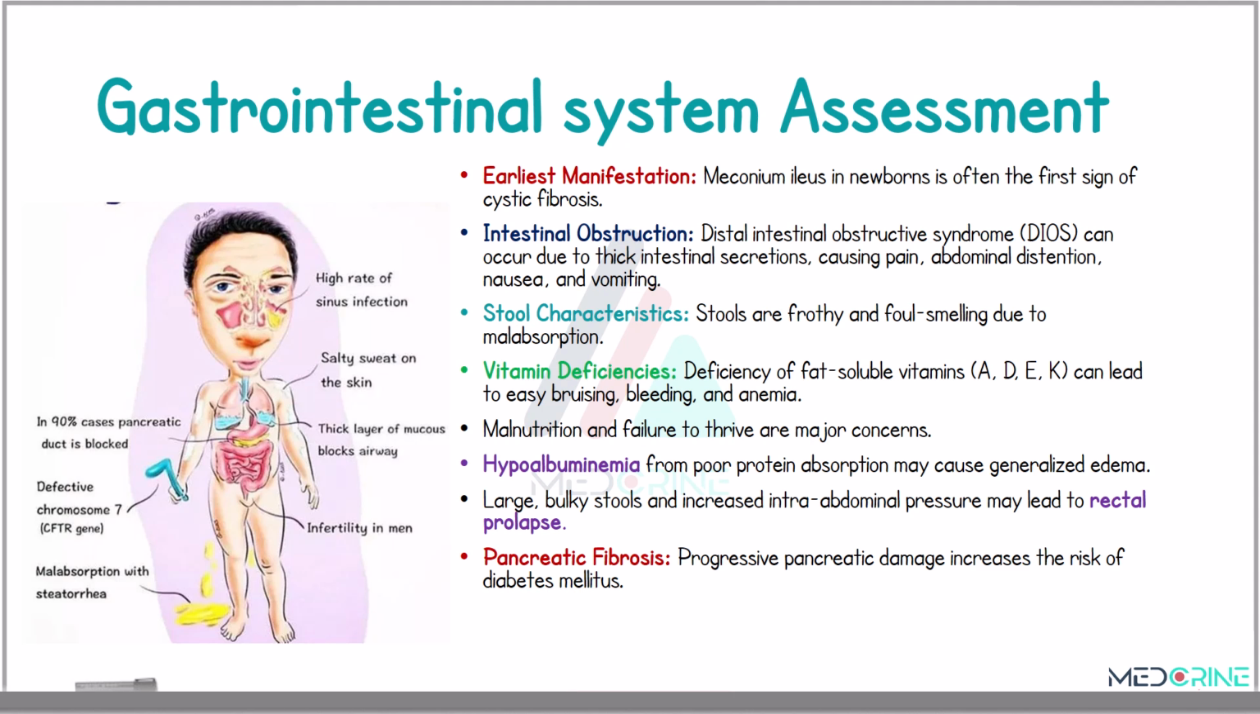They have malnutrition and failure to thrive, hypoalbuminemia resulting from poor protein absorption that may cause a generalized edema. Then we have large bulky stools and increased intra-abdominal pressures causing rectal prolapse. Pancreatic fibrosis can result due to a progressive pancreatic damage, increasing the risk of diabetes mellitus.